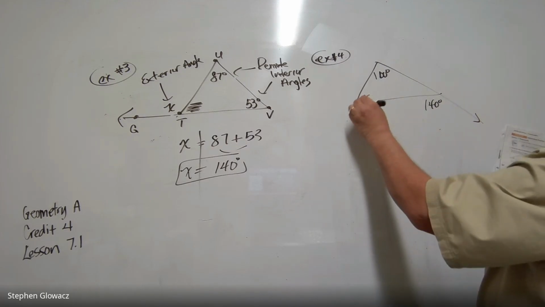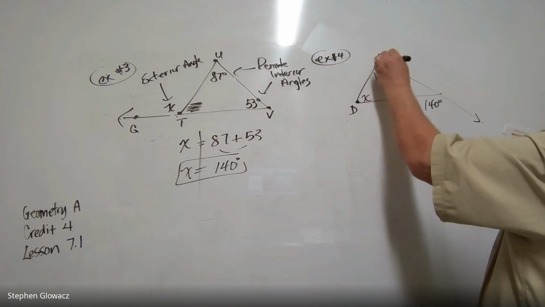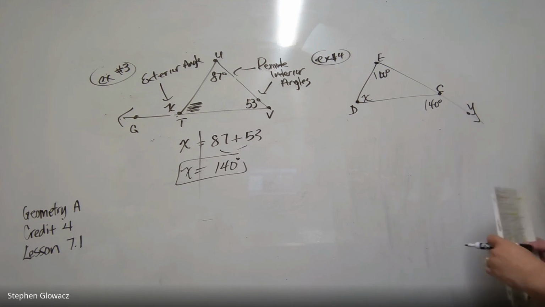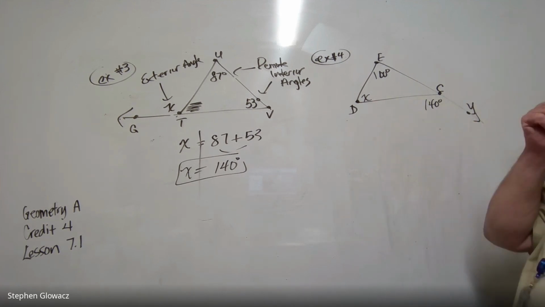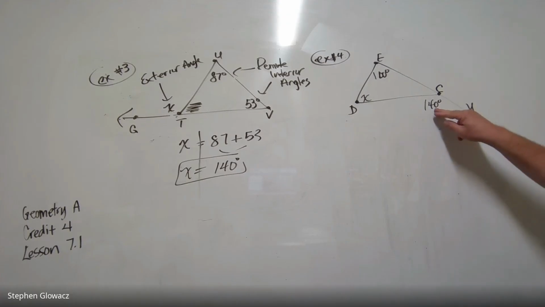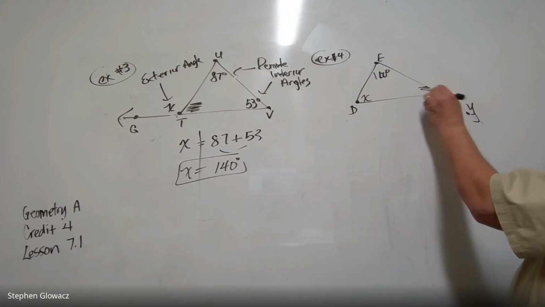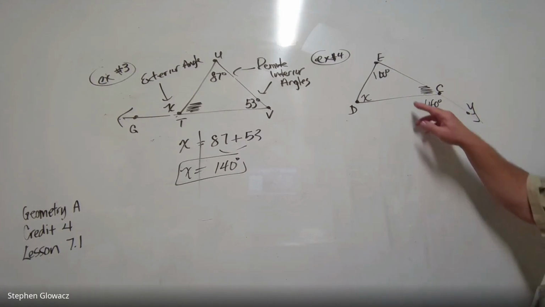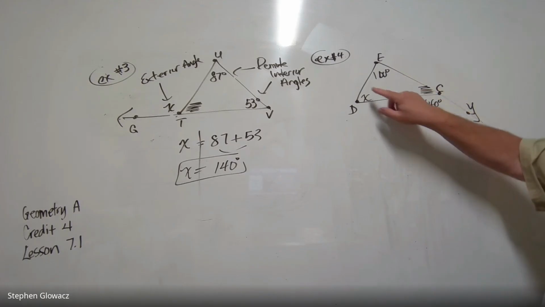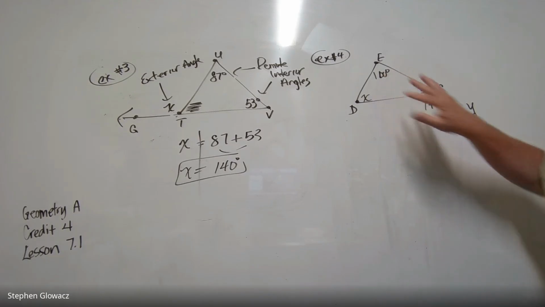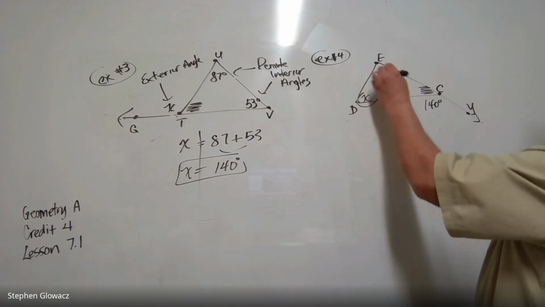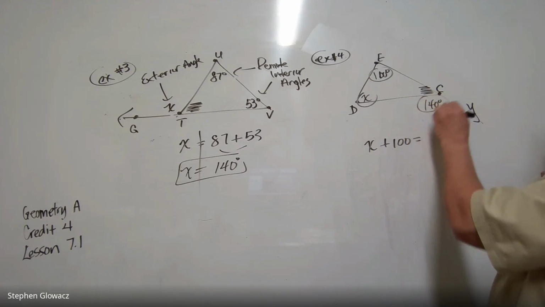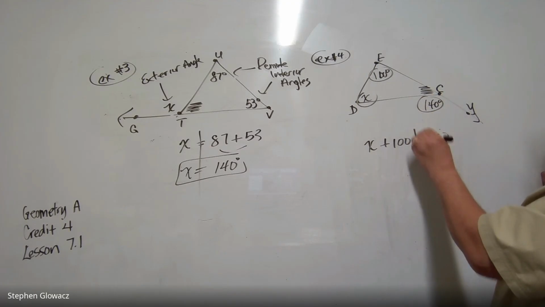And we'll use, again, the same letters that they use. And let's go ahead and solve for our missing angle here. So once again, we have an exterior angle. The angle next to it is the adjacent angle. And recall that the sum of the two remote interiors, so x plus 100, equals our exterior angle, which is 140.